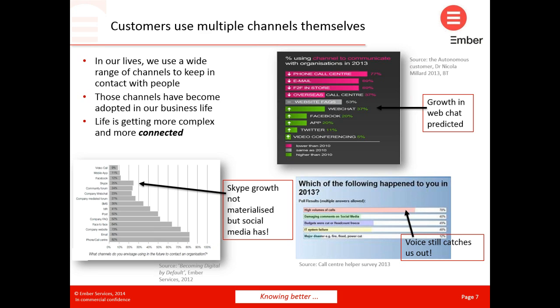And clearly we know very differently now. Also, John T, I think I've used one of your Call Centre Helper polls here. And yeah, I remember that one well.